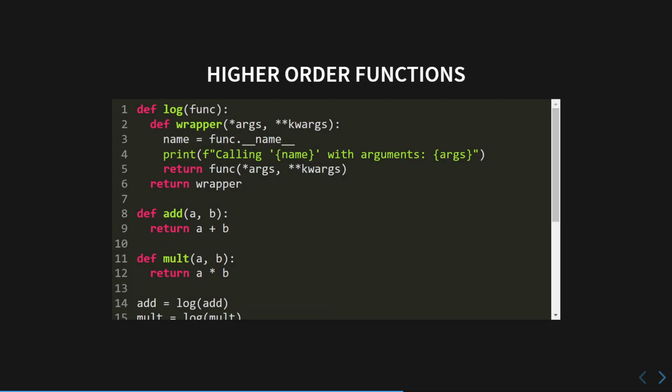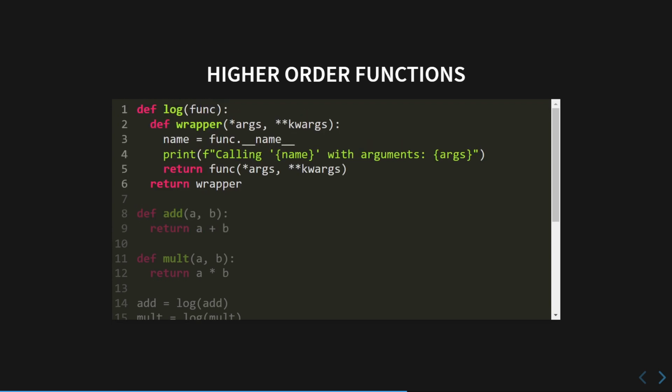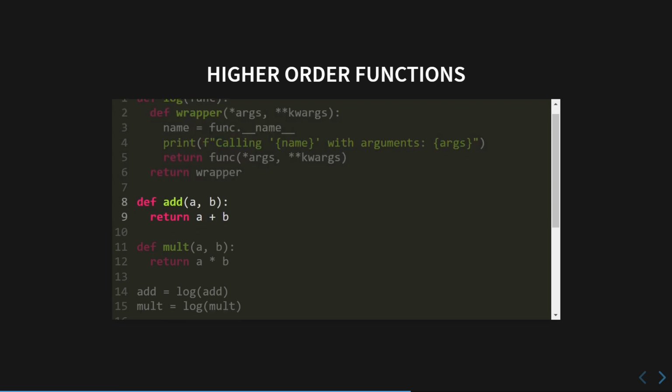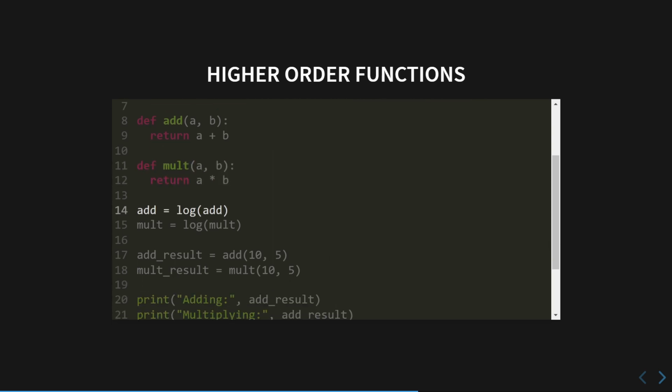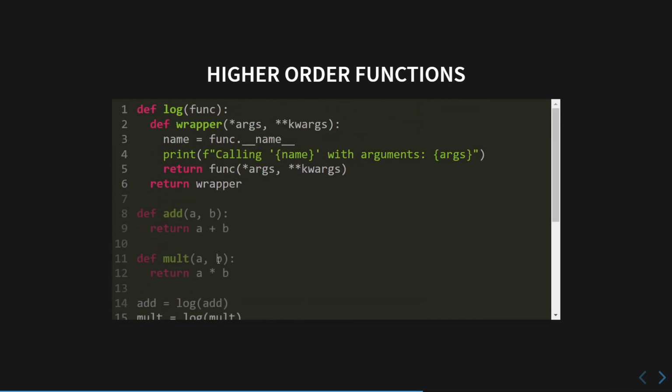But I'll show you here an actual useful example of a higher order function. So we have this higher order function here called log that takes a function and returns another function. And I'll explain this a bit more in depth in a second. And then we have these functions from the previous example, add and mult. And then all we're doing here is saying add is the result of calling log with the add function. What this does, it returns the wrapper and assigns that to add. The same with the mult function.